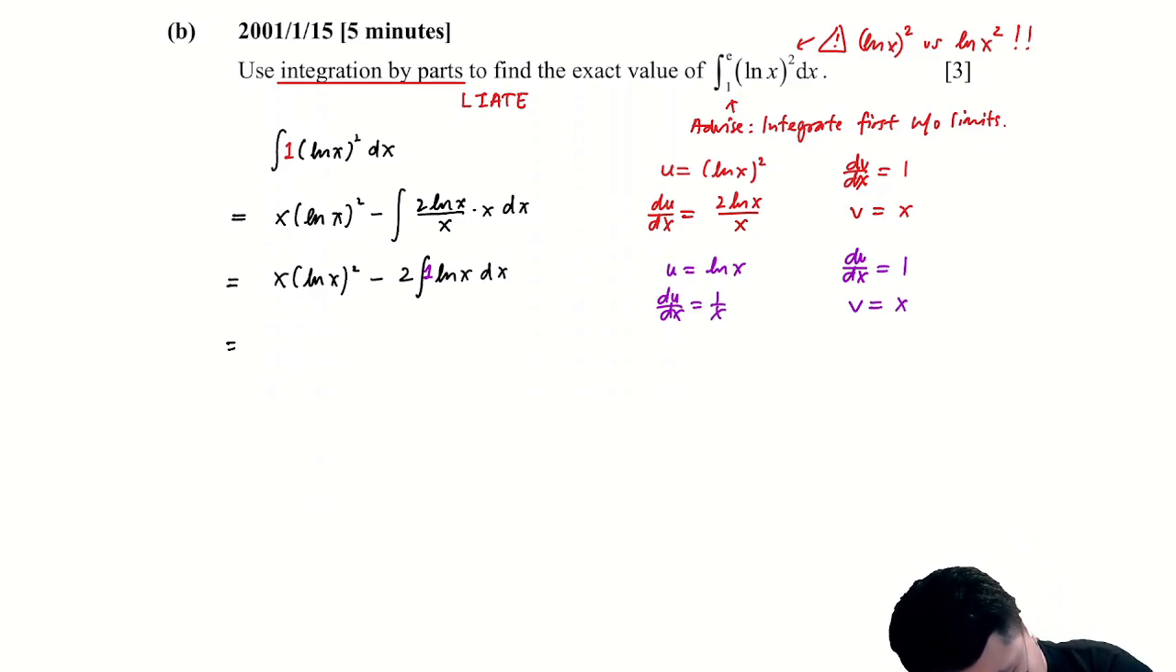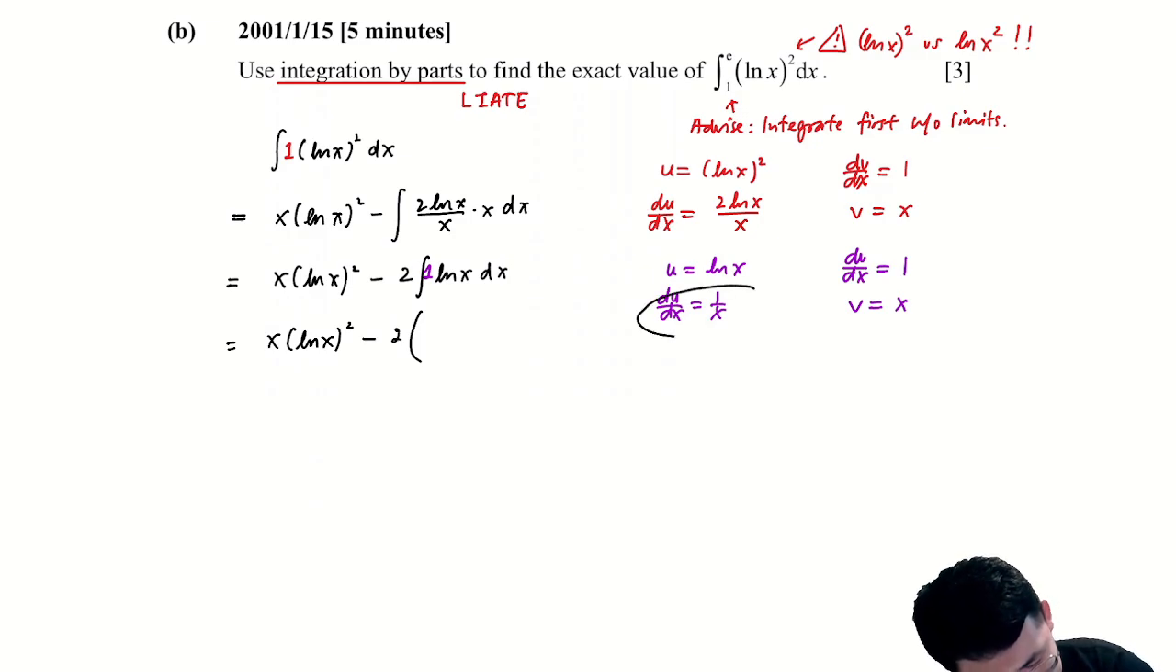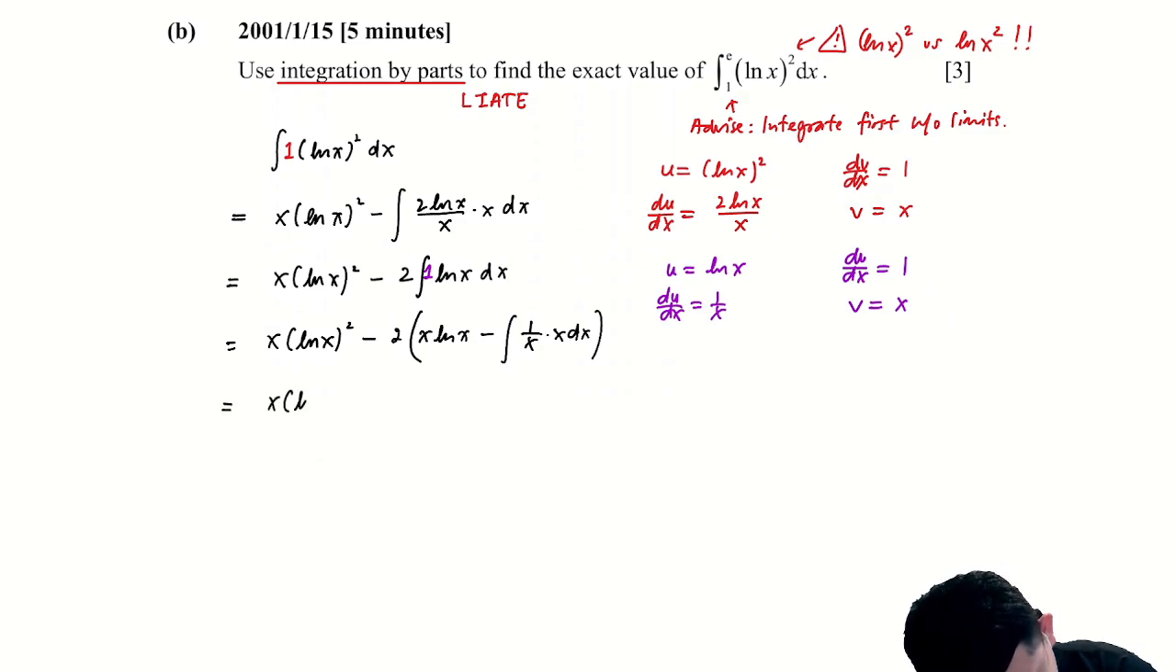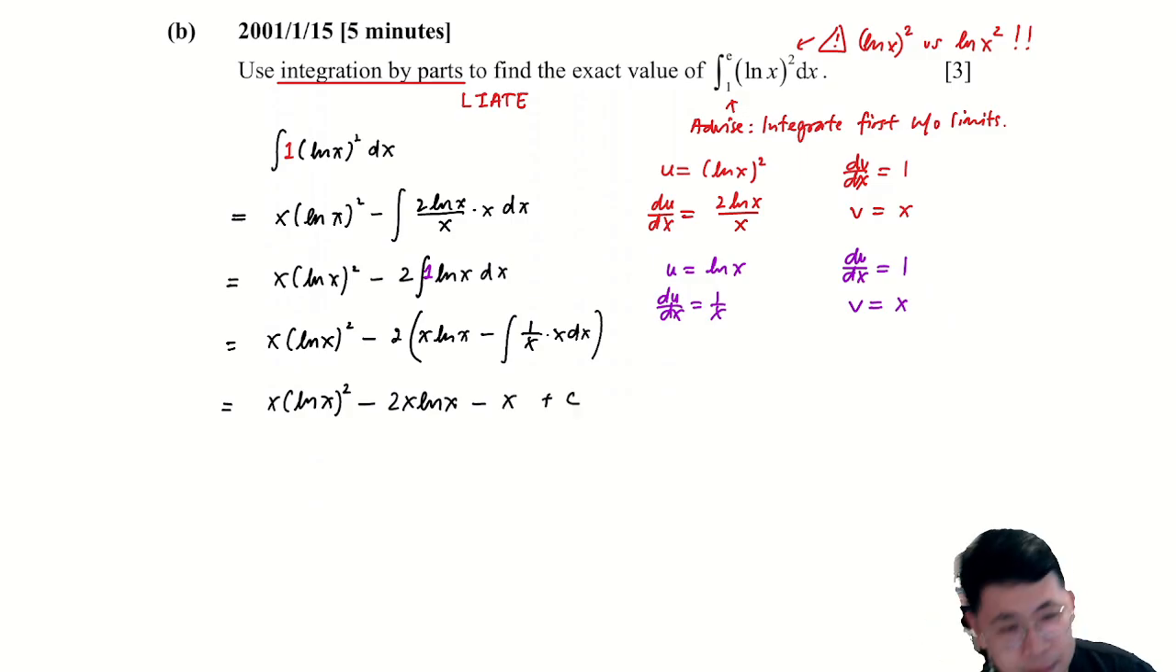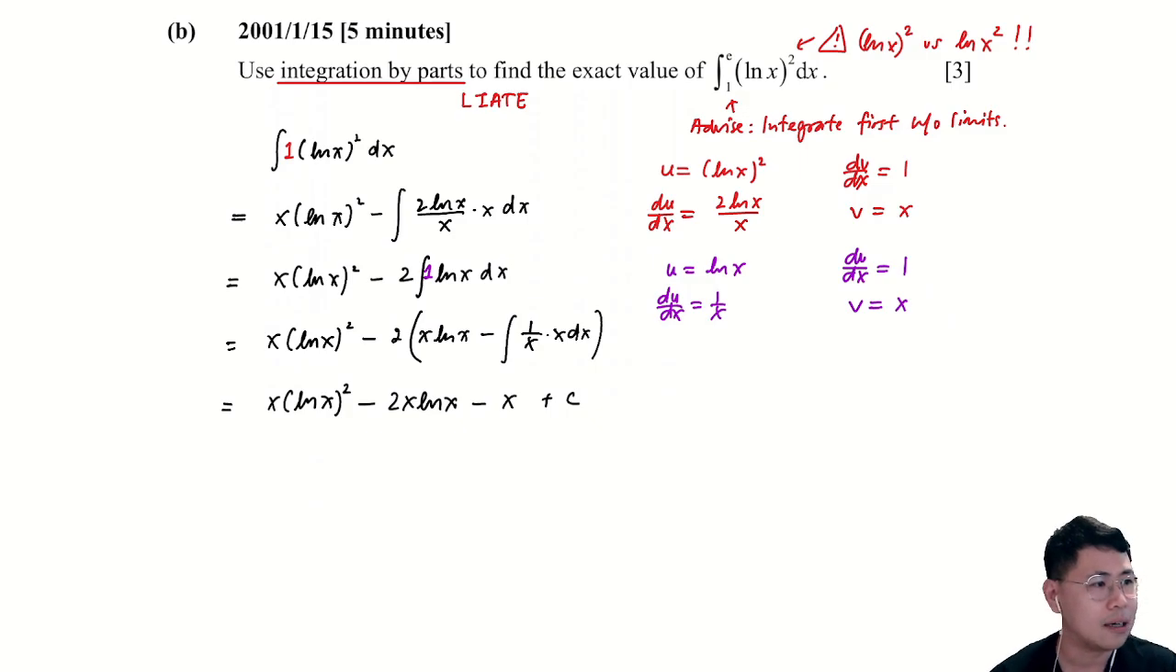Once more, let us do this. So x (ln x) squared minus 2 times, uv minus the integral of v du. So this one I have x ln x minus the integral of 1 over x times x dx. So this one over here will be x times (ln x) squared minus 2x ln x minus x plus c. So this is the whole process of integrating by parts.